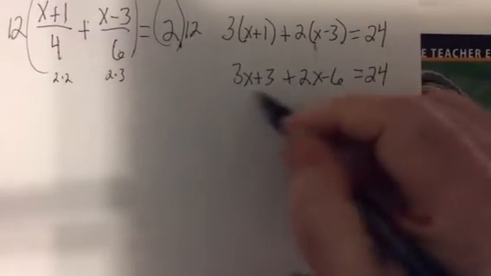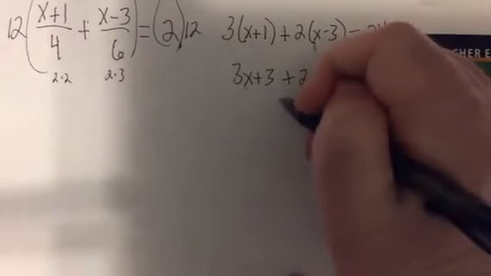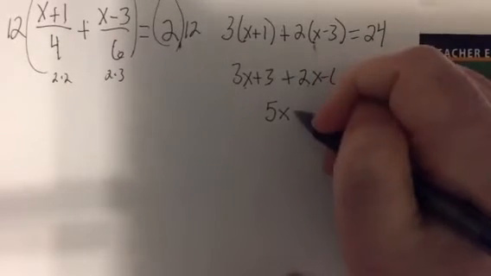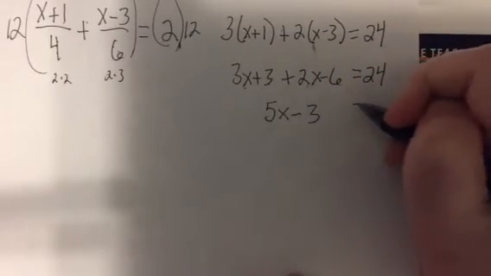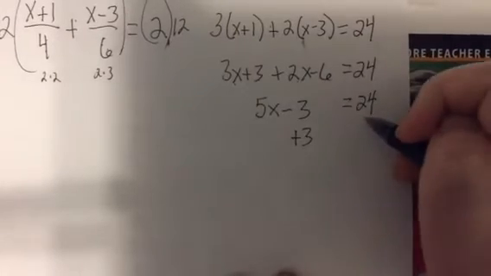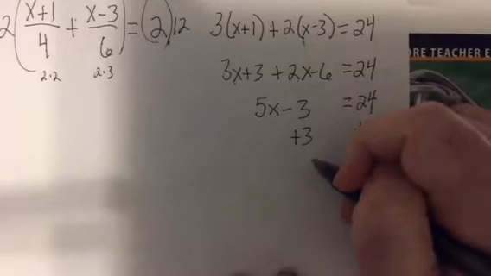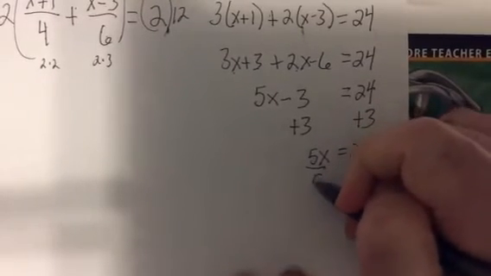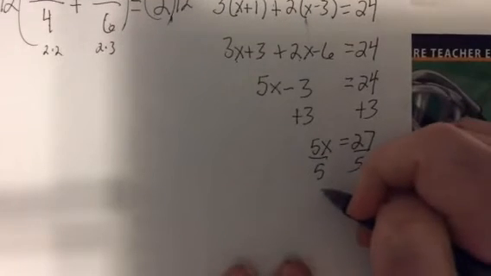Now we're going to simplify. 3x and 2x is 5x. 3 and minus 6 is minus 3. So add 3. So I have 5x equals 27. Divide by 5. Nasty answer.